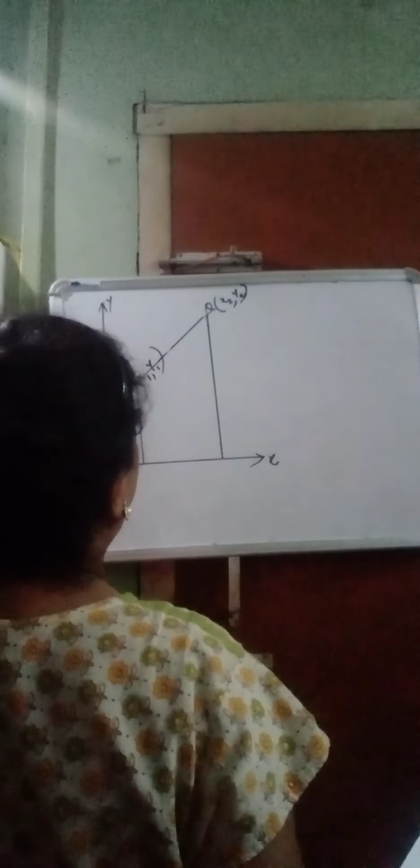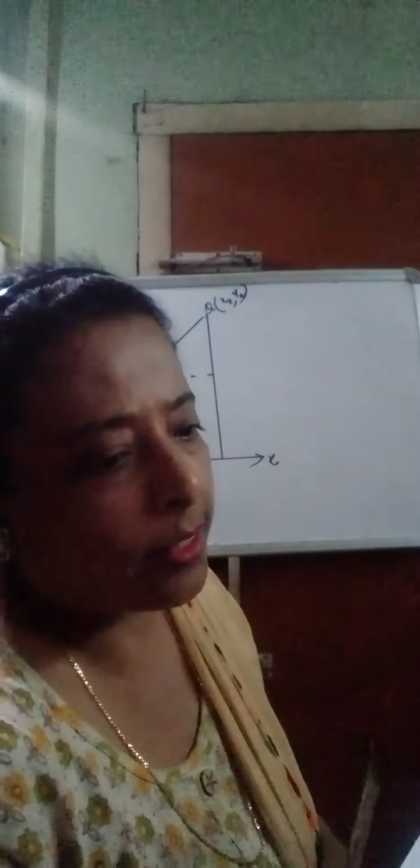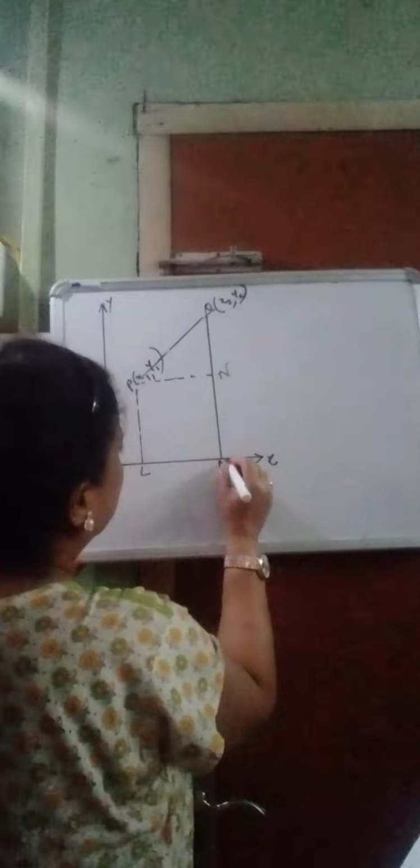So let us first of all draw a perpendicular to the x-axis from the point P. And again I draw a perpendicular to the x-axis from the point Q. Okay, so now I draw a line parallel to the x-axis, that is horizontal. This cuts, suppose, at N. Okay, and I give the names L and M here.